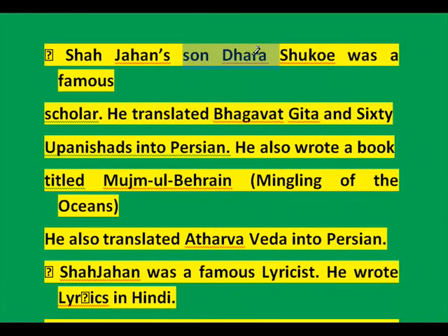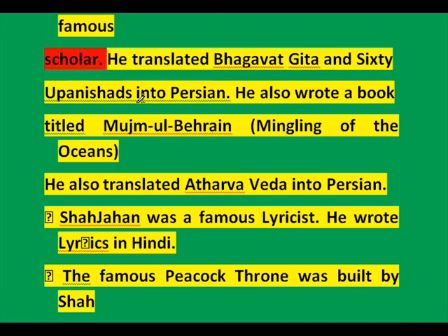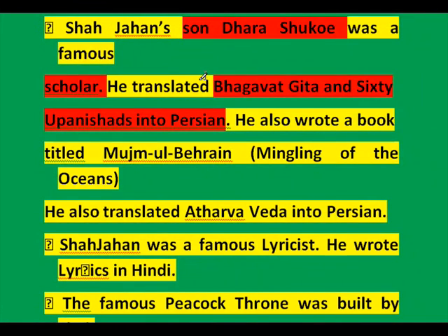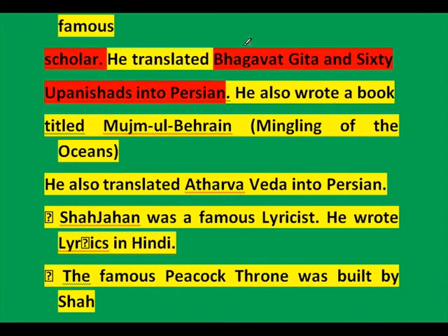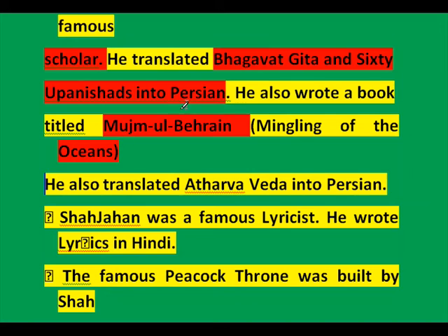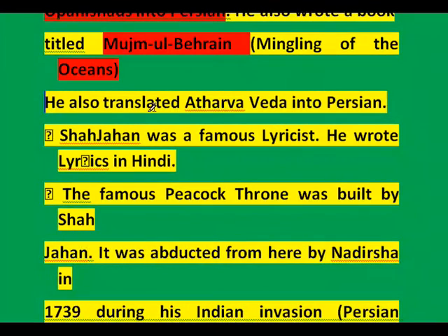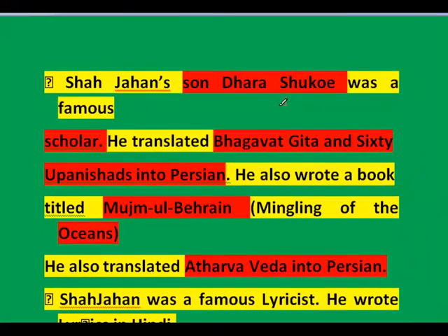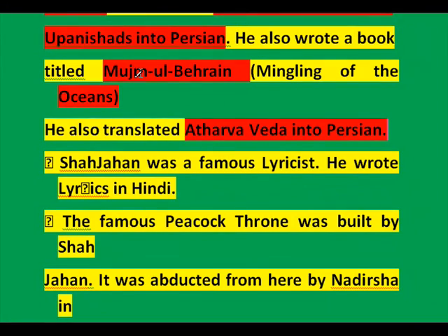Shah Jahan's son Dara Shikoh was a famous scholar. He translated the Bhagavad Gita and 60 Upanishads into Persian. He also wrote a book titled Majma-ul-Bahrain, meaning the mingling of the oceans. Please remember this. He also translated the Atharva Veda into Persian. So who translated the Bhagavad Gita and 60 Upanishads into Persian? Dara Shikoh, Shah Jahan's son.